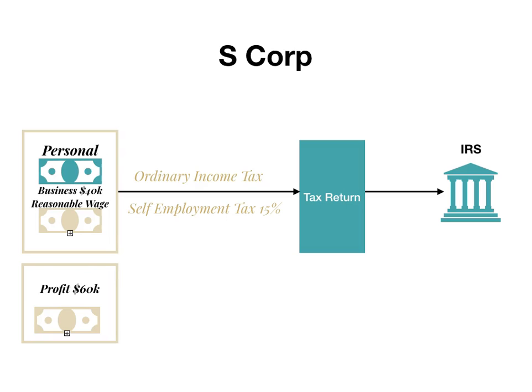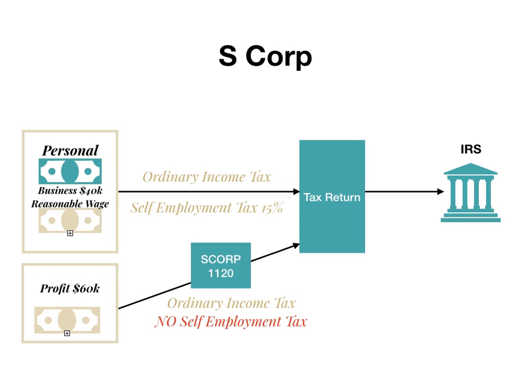Now, the remaining $60,000 is considered your business profit, and it's filed on a separate form called the 1120, and it goes to your personal tax return. But here's the best part. That $60,000 is not subject to the self-employment tax. That is pretty much the whole goal of becoming an S-Corp, because you can literally save thousands as an S-Corp compared to an LLC. So the obvious question after that is, why would anyone become an LLC and not just go for becoming an S-Corp? Well, I'll talk about that a little later because there's a little bit more to it.